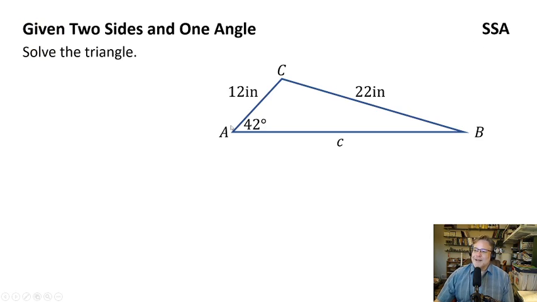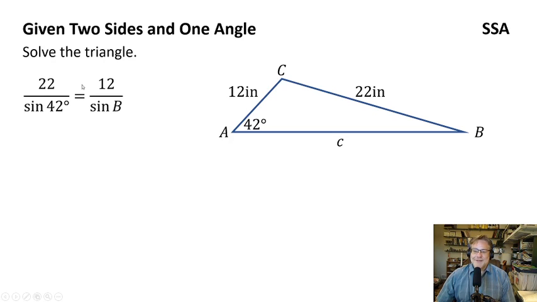All right, in this case, we're going to start with two sides and one angle, and the angle is not in between these two sides here. This is not side angle side. This is side side angle. So this is the one that's got a couple of different possibilities to it. And so let's see how this pans out as we're working with this particular system here.